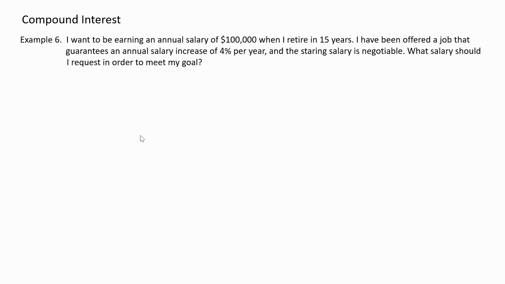Say that you graduate from college, and then you're going to go into a company, right? And say you want to retire in 15 years, and you want an annual salary of $100,000 when you retire. So the job offers a 4% increase in salary every year. So how much money should you ask right now in order to meet that goal? This is the type of scenario that is used in real life. So this is how you use math and these type of formulas.